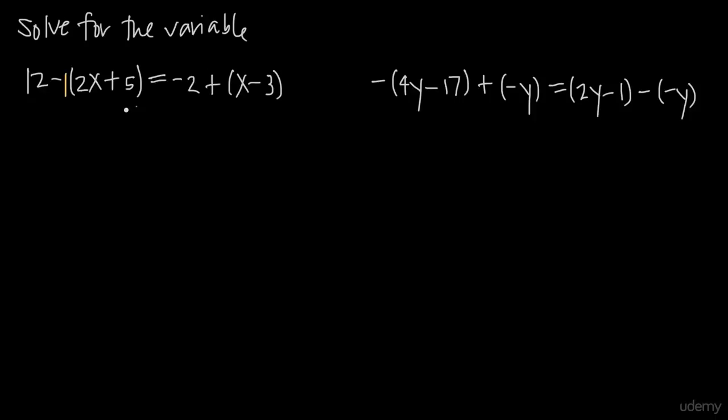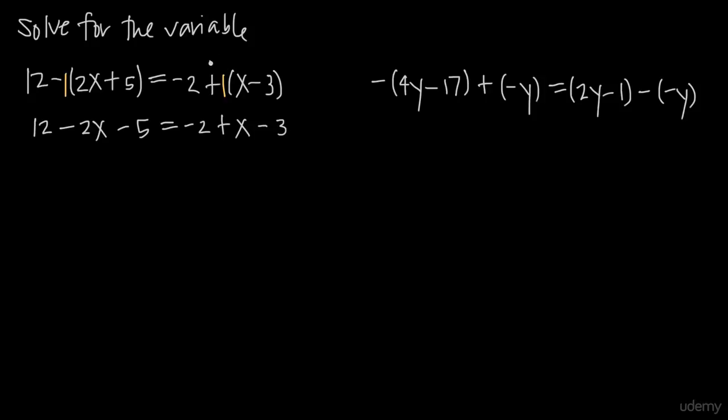So we can distribute that negative 1 across the 2x plus 5, and what we'll get is 12. Negative 1 times 2x is a negative 2x, so we get minus 2x. And negative 1 times positive 5 is negative 5, so we get minus 5. Same thing over here. We have this implied 1 in front of our parentheses, so we want to distribute that across the x and the negative 3. So we get equals negative 2. 1 times x is still x, so we get plus x. And then a positive 1 times a negative 3 is a negative 3, so we end up with minus 3.